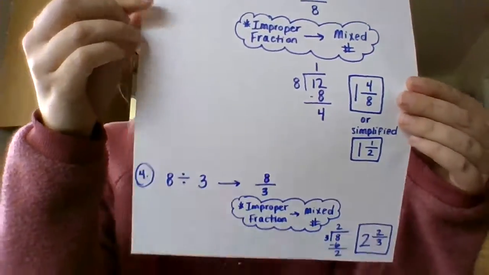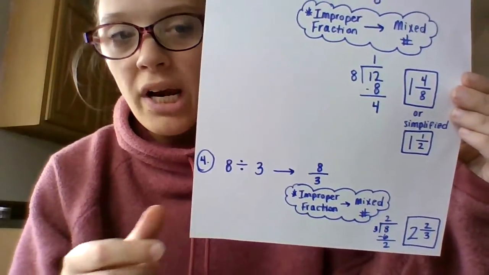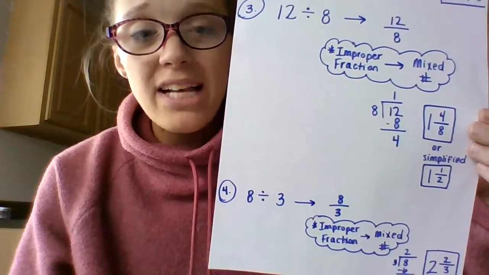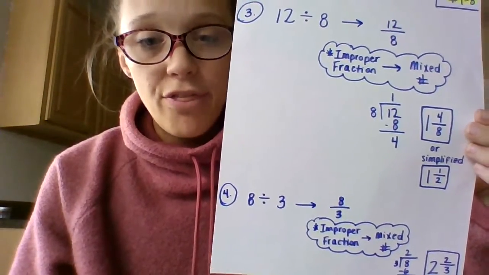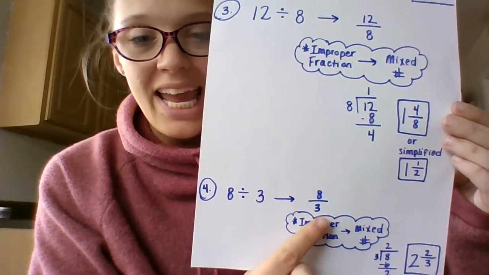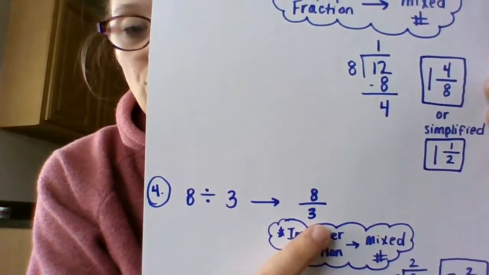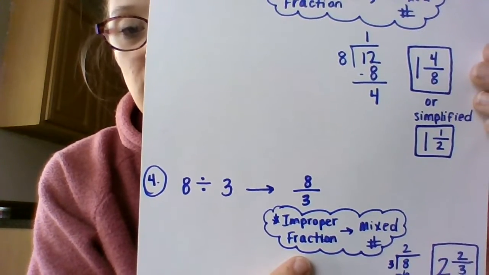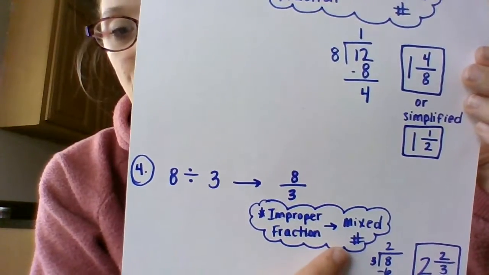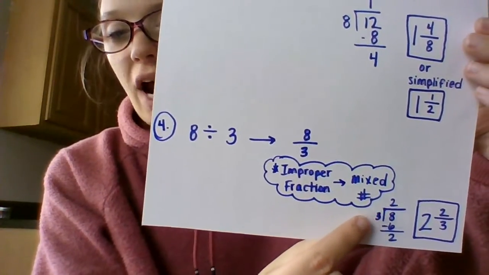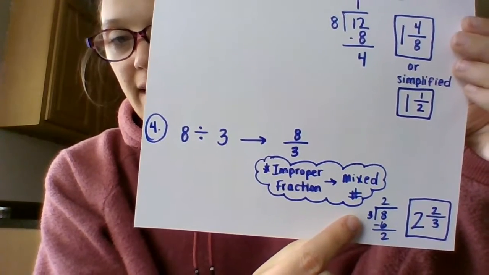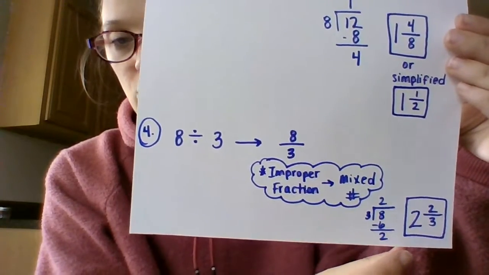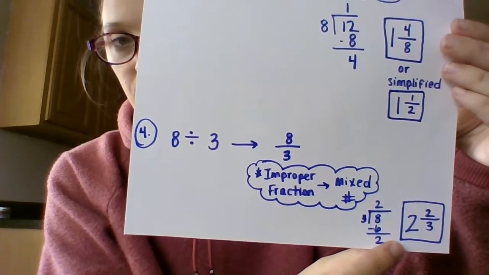Okay? Now let's look at number 4 on this worksheet. Number 4 is 8 divided by 3. Again, think of that division problem as a fraction. So 8 divided by 3 is also read as 8/3. 8 over 3, 8 divided by 3. Again, this is an improper fraction. I need you to turn it into a mixed number. How do you do that? Use the strategy of long division. 8 divided by 3 is 2, with a remainder of 2, 2 2/3.